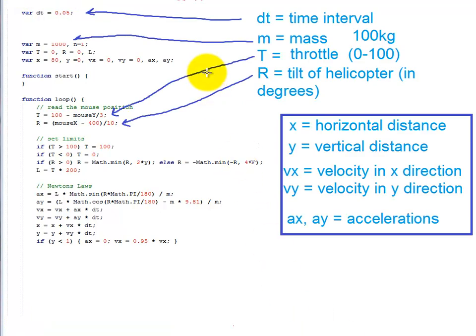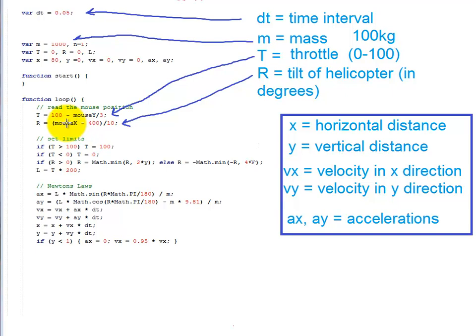These are some of the constants we're using. dt is the time interval, m is the mass, t is the throttle, which goes between 0 and 100. It's the mouse Y position, which is being divided by 3. So 100 take away the Y position, divided by 3 gives the throttle. R is the rotation of the helicopter in degrees. So if the mouse is at 400, then that would be 0. If the throttle was at 100, that would be the throttle would be 0.